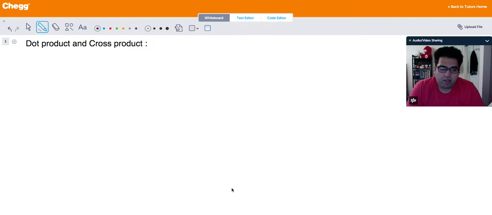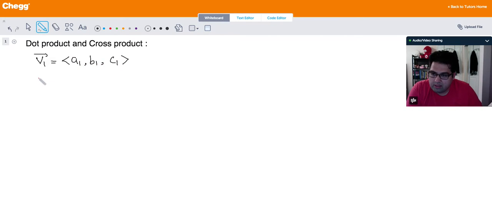Today we are talking about dot product and cross product. So let's just start with the two vectors. Vector v1 is equal to a1, b1, c1, and vector v2 is equal to a2, b2, and c2. And we're going to find the dot product between these two vectors.